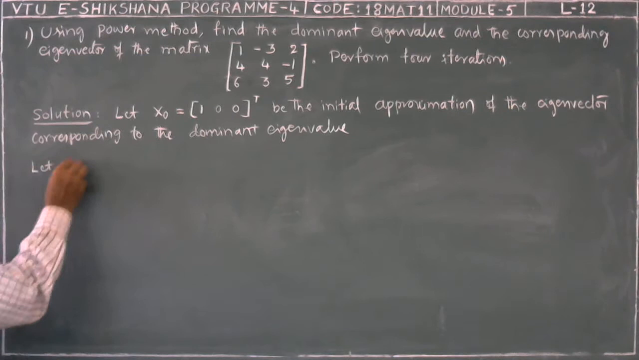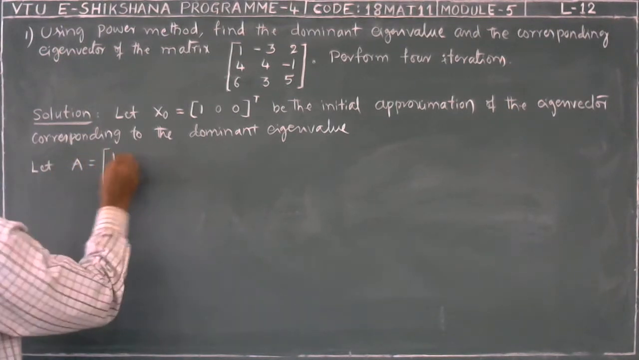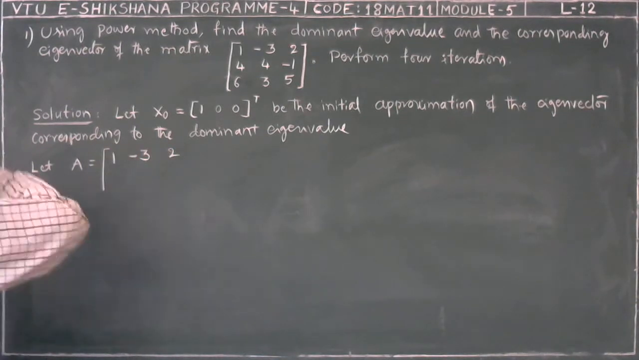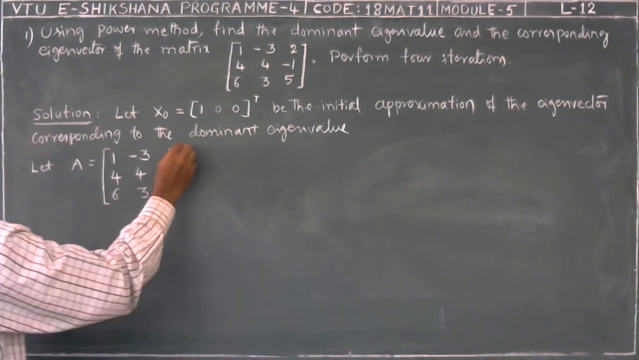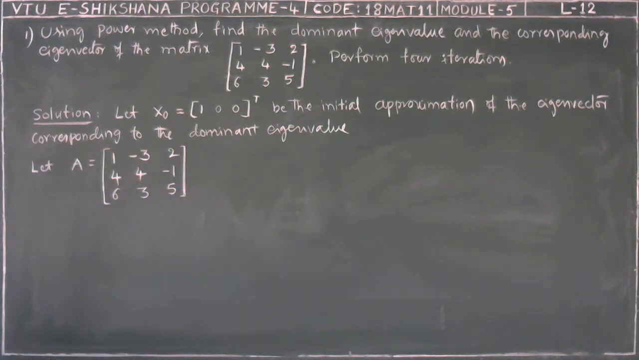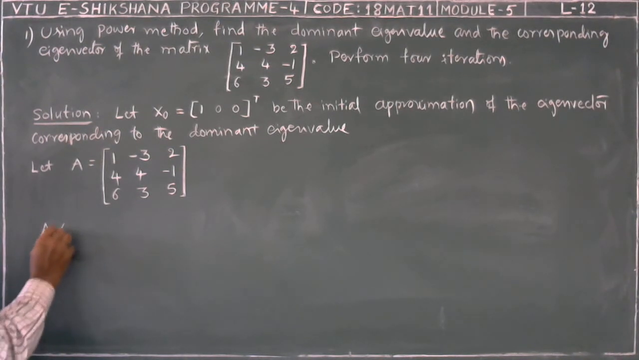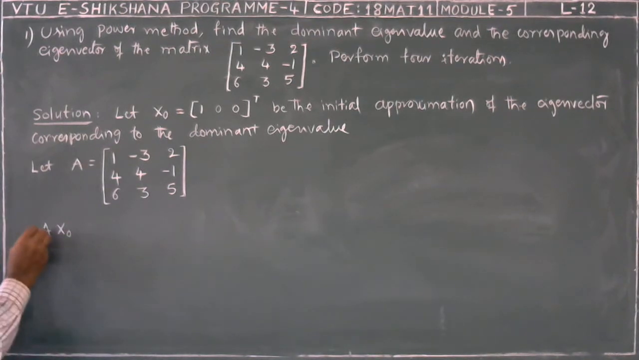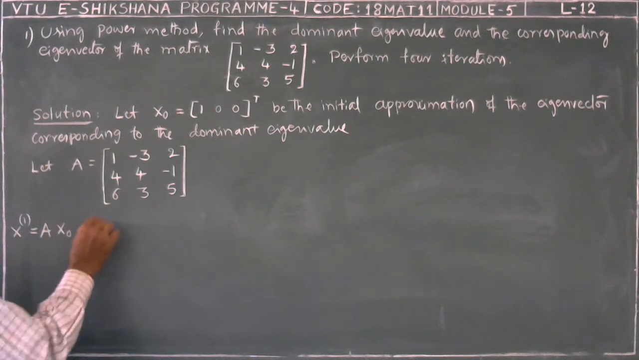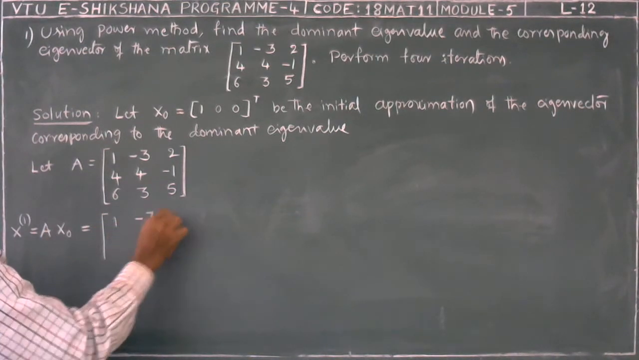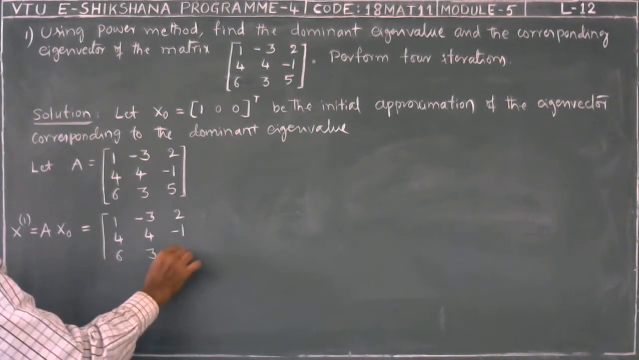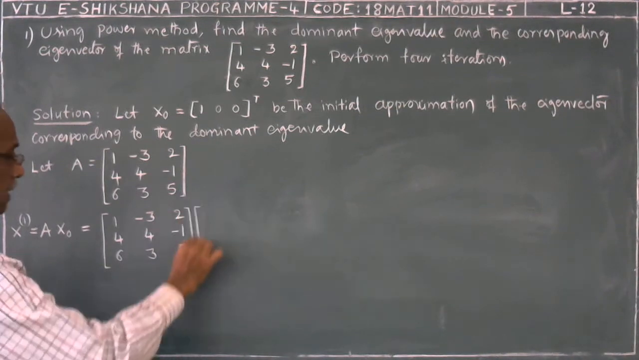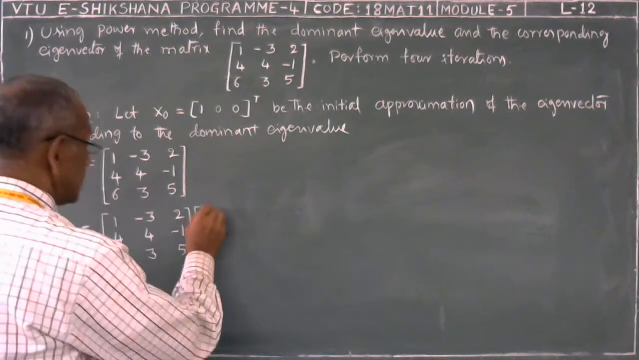Okay. So A is the matrix 1, minus 3, 2; 4, 4, minus 1; 6, 3, 5. Now we shall compute A into x naught and call this x1, the first iteration. x1 is equal to A x naught, so A is this matrix into the transpose of the row, the column 1, 0, 0.